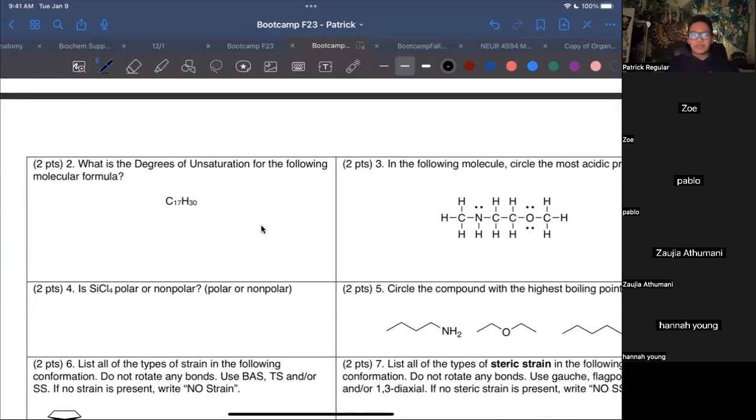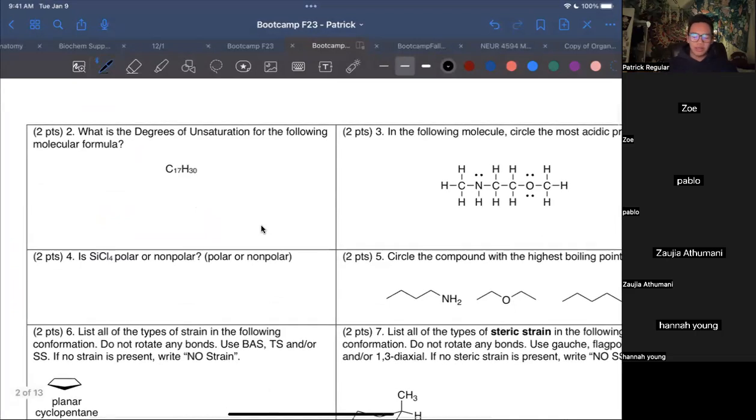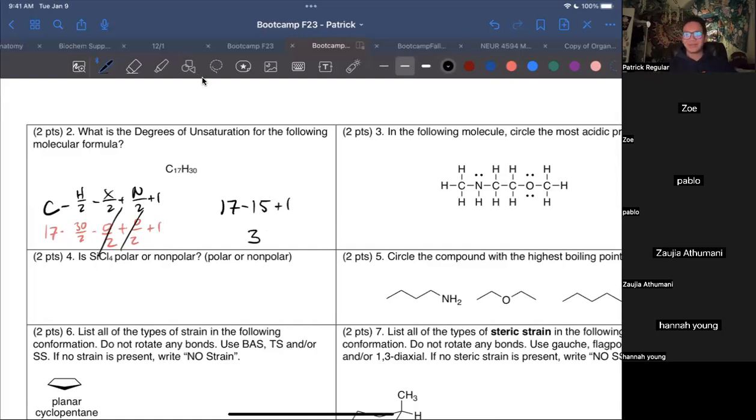What is the degree of unsaturation? All right. This, you straight up have to know the equation. C minus H over 2 minus halogens over 2 plus N over 2 plus 1. Right off the dome. 17 minus 30 divided by 2 minus 0 divided by 2 plus 0 divided by 2 plus 1. It would be 17 minus 15 plus 1. That would be 3. Hopefully you know that.